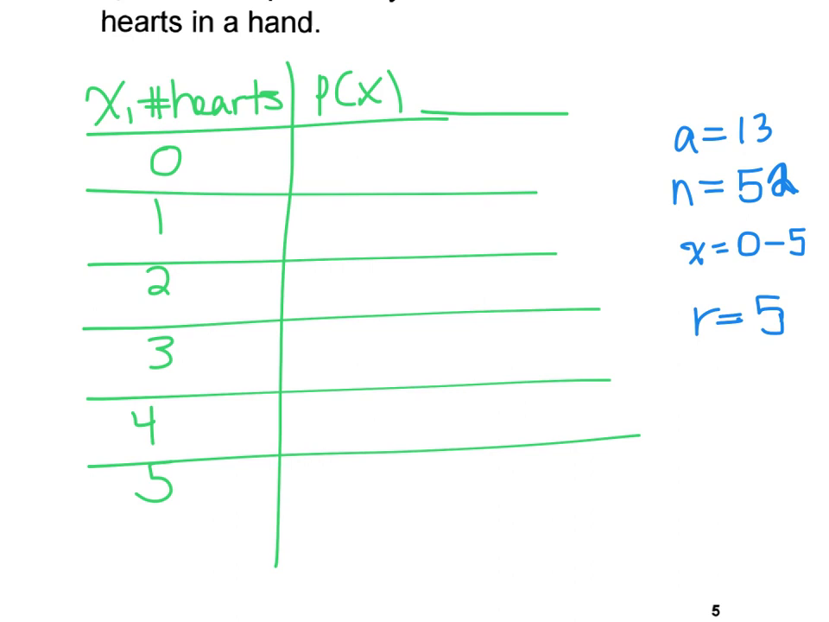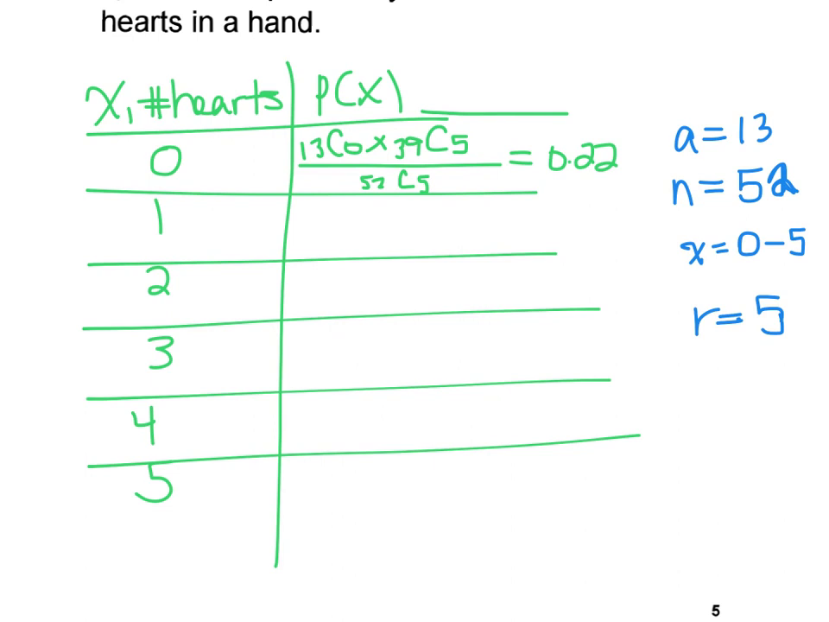And just like before, we'll have to do the formula a whole bunch of times. So I'm just going to do it once, and then I'll just put in the rest of the answer. So it would be 13 choose 0, times 39, because there's 39 non-hearts left, choose 5, over 52 choose 5. And that would be 0.22.